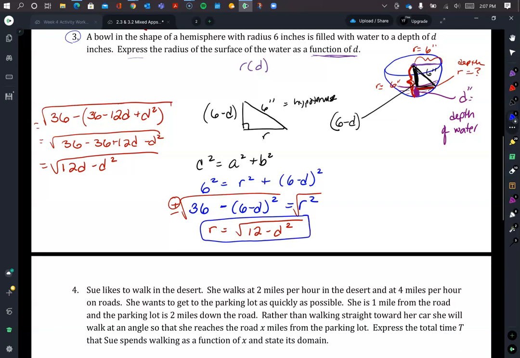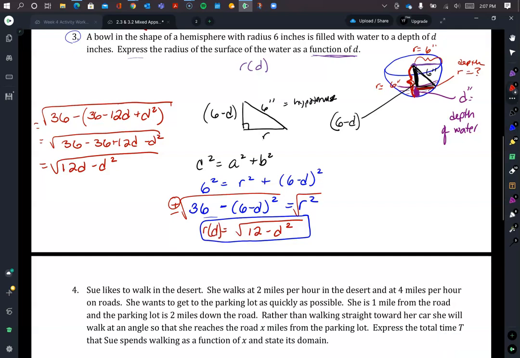Even if you left it as the 36 minus the quantity 6 minus d all squared, if you put that into Desmos, you would be good. But make sure you have the square root to get the radius. So I'm going to write that as r of d, because it's r as a function of the depth of the water.